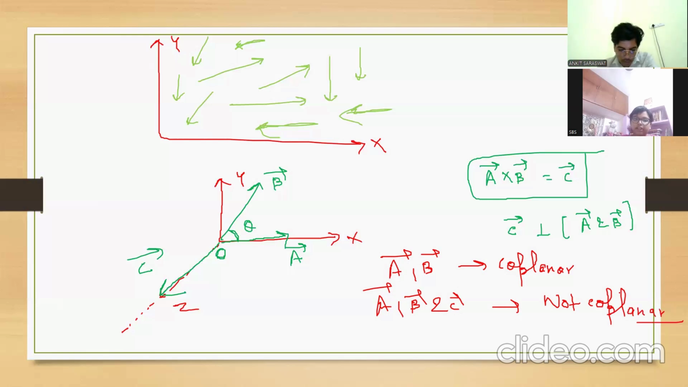Sir, then can we say that A vector and C vector are coplanar, and B vector and C vector are also coplanar? A vector and C vector are coplanar. How can you say that? Like, this B vector is lying in the XY plane. If you are saying that, A vector and C vector are coplanar. Okay, then A vector is lying on the X axis. It means it is in the XZ plane. Then B vector.